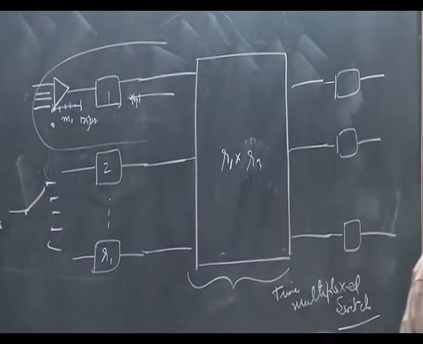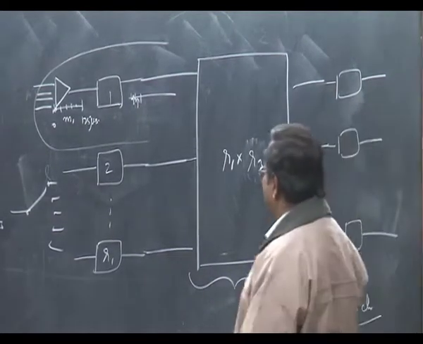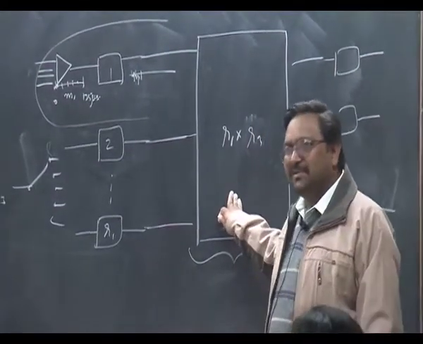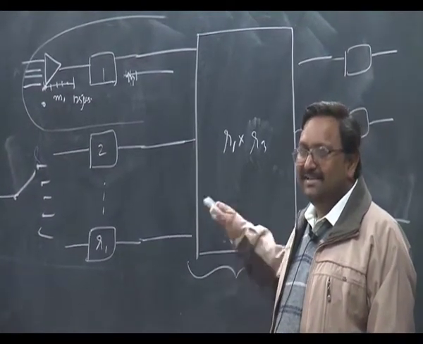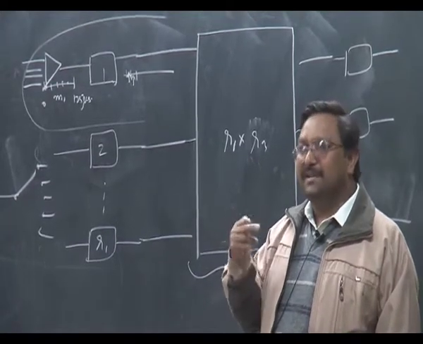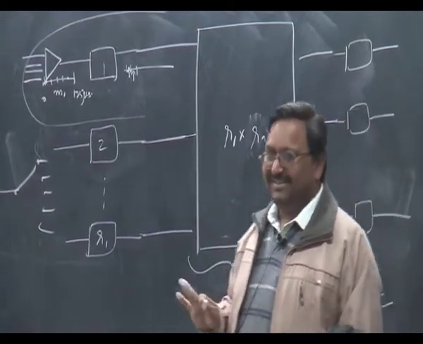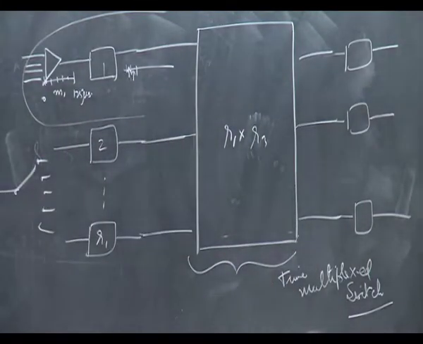Because of this. Where is the multiplexing happening in this? This switch is a single switch, but it is acting as R2 switches, and it is happening in time multiplexed mode. So, it is a time multiplex space switch actually. It is not multiplexing of signals, it is a multiplexing of space switches which is happening in time.